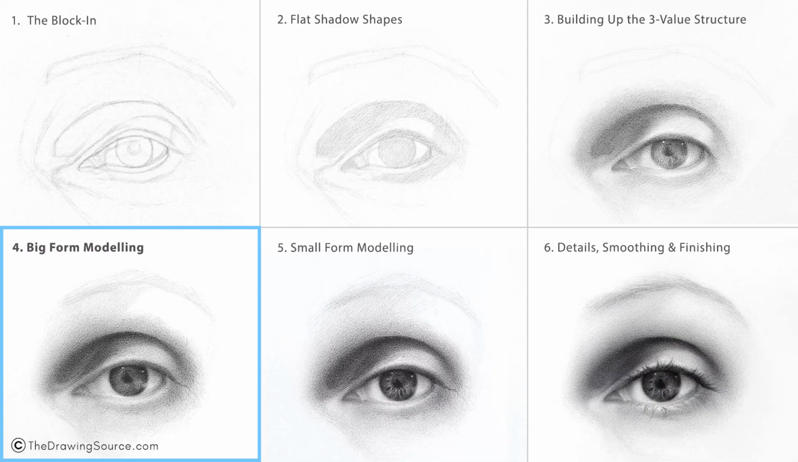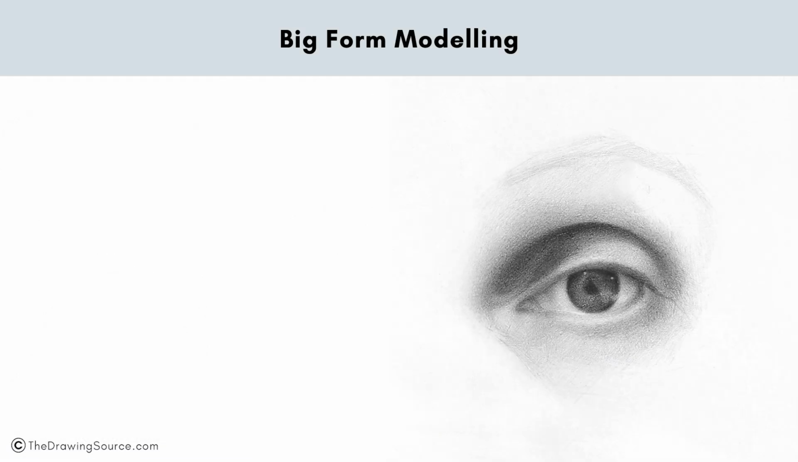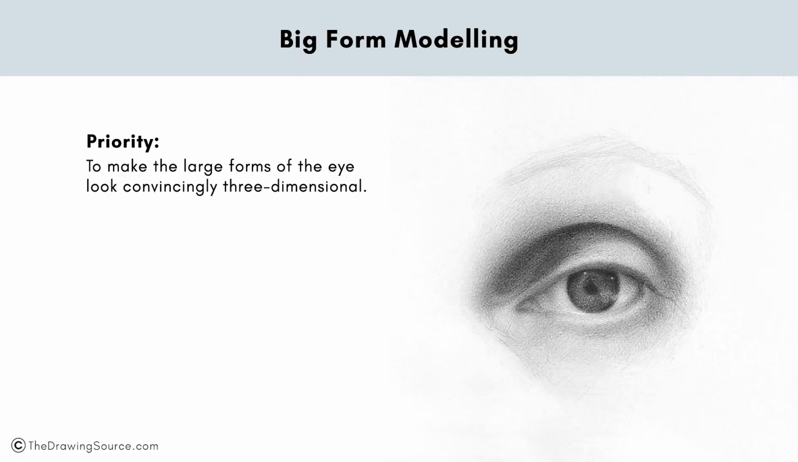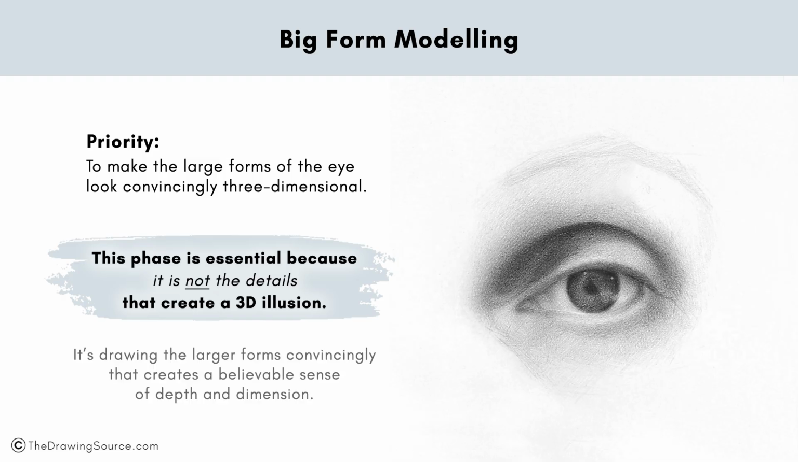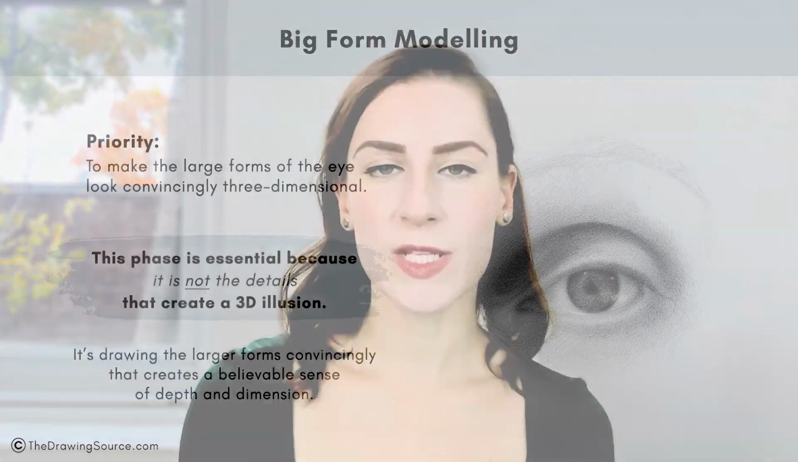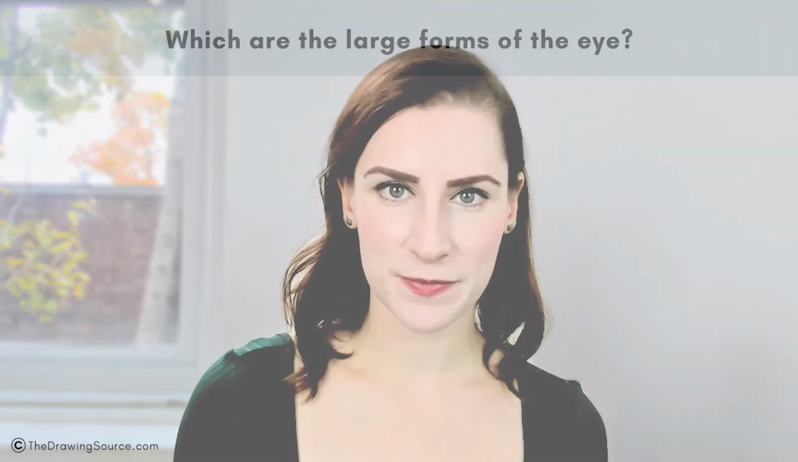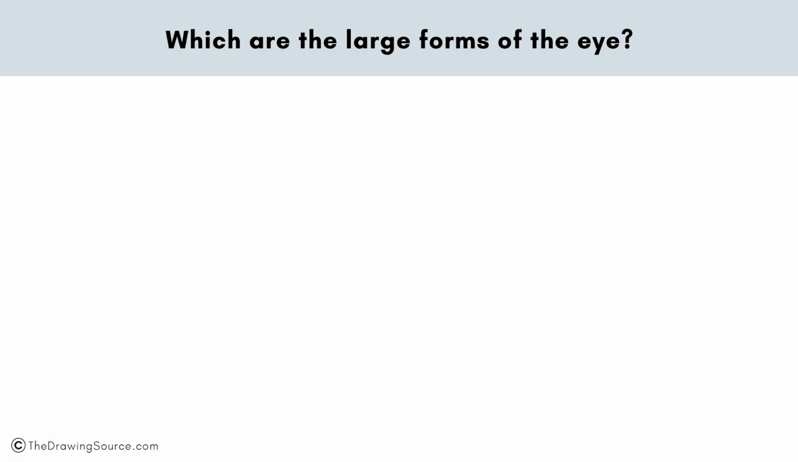4. Big form modeling. In the big form modeling stage, our priority is to make the larger forms of the eye look convincingly 3-dimensional. This phase is essential because it is not the details that create a 3D illusion. It's drawing the larger forms convincingly that creates a believable sense of depth and dimension. We need to see through the detail, model the larger forms first, and then add detail on top. So, which are the large forms of the eye?